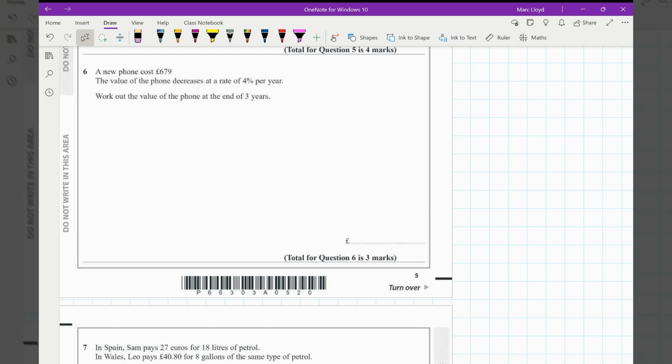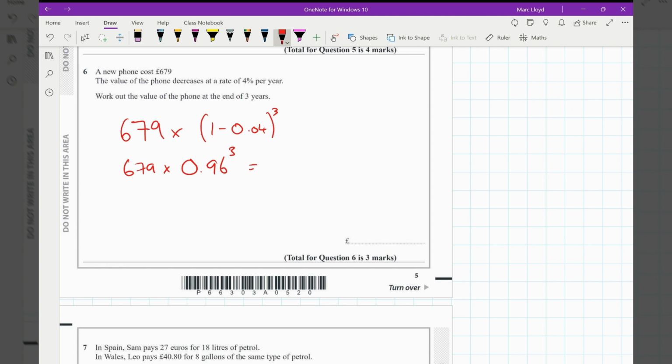Question 6. So a new phone costs £679. The value of the phone decreases at a rate of 4% per year. Work out the value of the phone at the end of 3 years. So £679 times by, and we've got to do 1 minus 0.04 to the power of 3. So this 679 will be multiplied by 0.96 cubed.